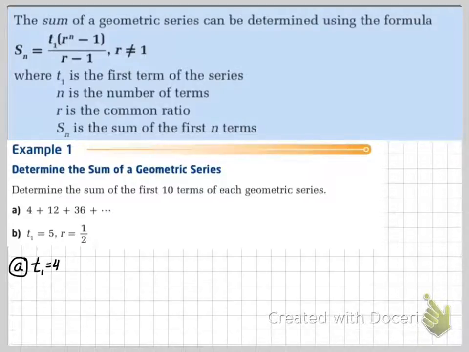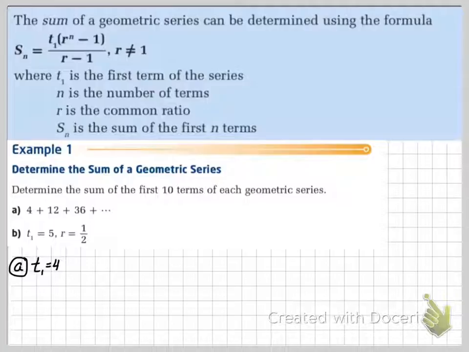So we're going to say the sum of a geometric series can be determined using the formula S of n is equal to the first term times the common ratio to the power of n minus 1, all divided by the common ratio minus 1. R cannot equal 1. If R was equal to 1, we wouldn't have a series. T1 is the first term in the series, n is the number of terms, R is the common ratio, and Sn is the sum of the first n terms.